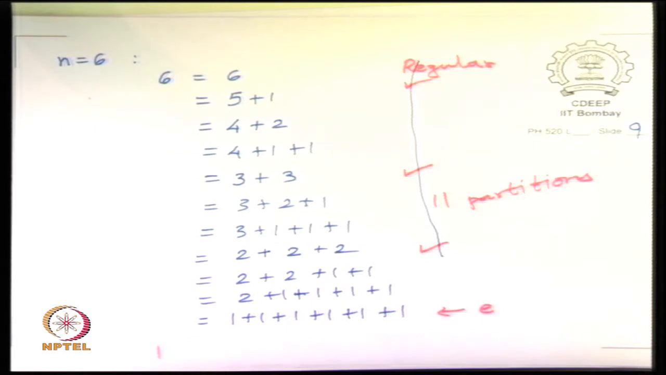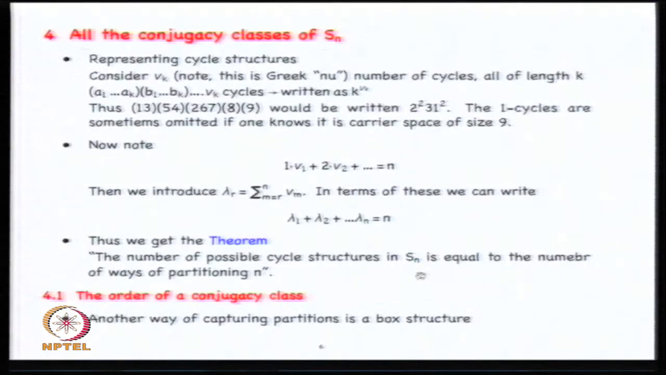Okay. So the theorem, as we said, is that the number of possible cycle structures in Sn is equal to the number of ways of partitioning n. Now there is a concept of the order of a conjugacy class. So you might ask, given a particular partition, let's say this is the particular cycle structure I have, which is actually abstractly written like this because the details don't matter, how many such elements are there?